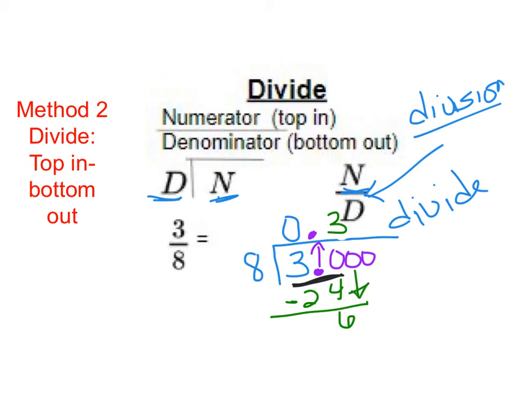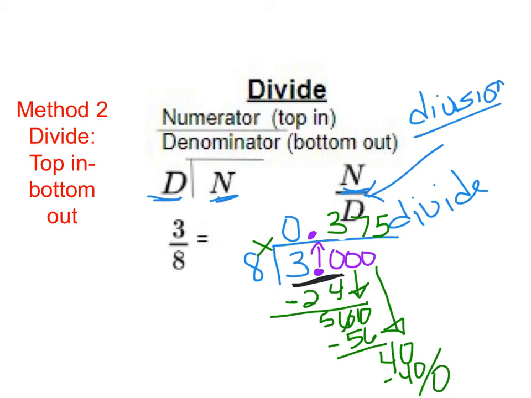Then bring the 0 down. 8 into 60 is going to go in 7 times. So 8 times 7 is 56. You're going to subtract that, which is 4. Remainder is 4. Bring down the 0. So 8 into 40 is 5 times. So 8 times 5 is 40. So your remainder is 0.